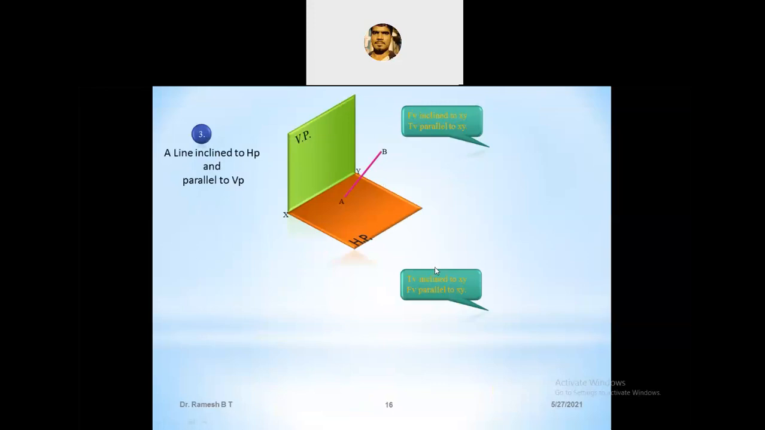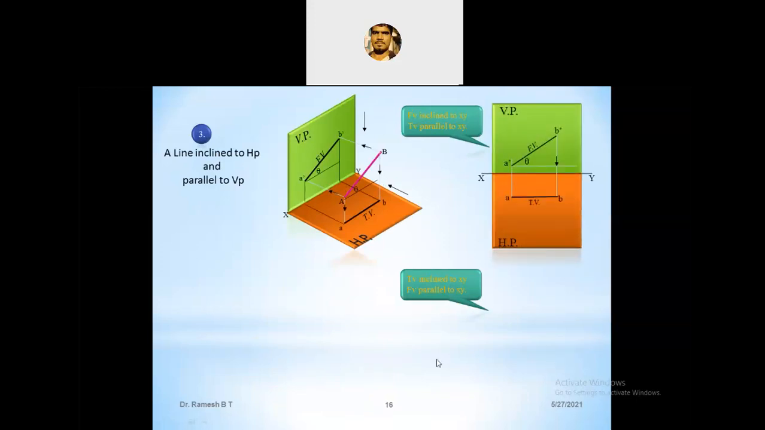The third condition I told is inclined to one and parallel to another. This AB is a line which is inclined to one plane, inclined to HP, but parallel to VP. The line is parallel to VP but inclined to HP at an angle of theta, say 10 degree, 20 degree, 30 degree. In the front view we are able to see its true length, but in the top view, because of inclination, we are not able to see the true length. We can see only the apparent length.